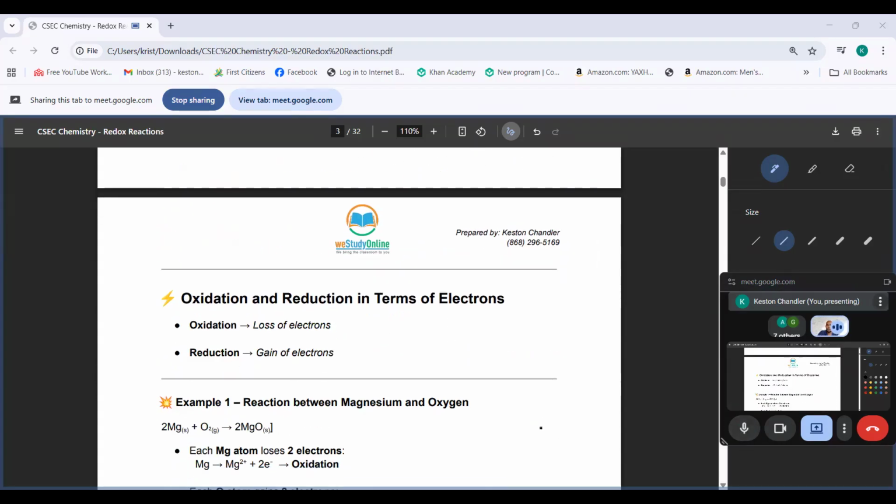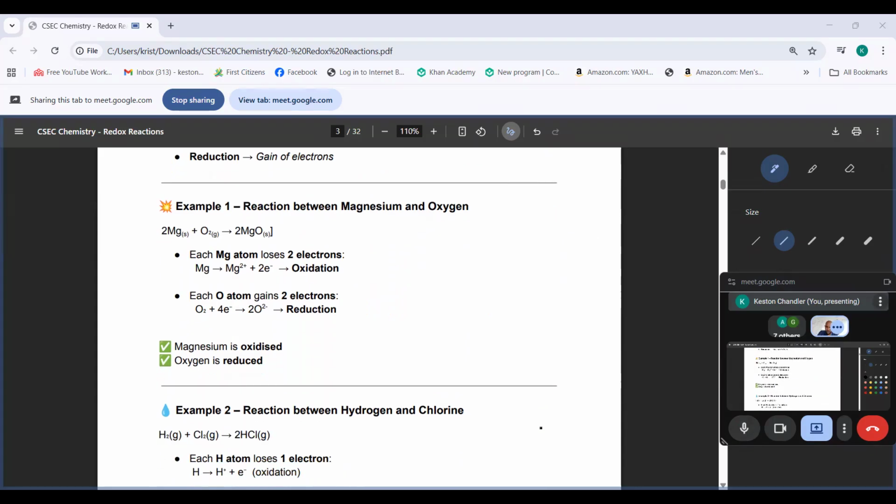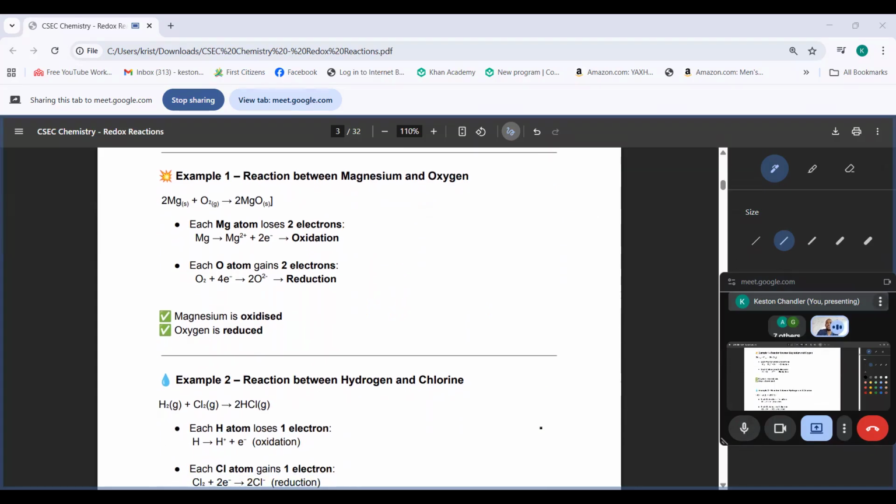So let's talk about some others. So here's another example. Reaction between magnesium and oxygen. So we have magnesium solid plus O2 gas. Now we need to balance these equations before we start to look at them, right? So we have 2 magnesium plus O2 gas to give us 2 MgO. Now the magnesium atoms, they are losing 2 electrons, right? Now we're going to have 2 of them. And that's going to result in 2 magnesium ions, right?